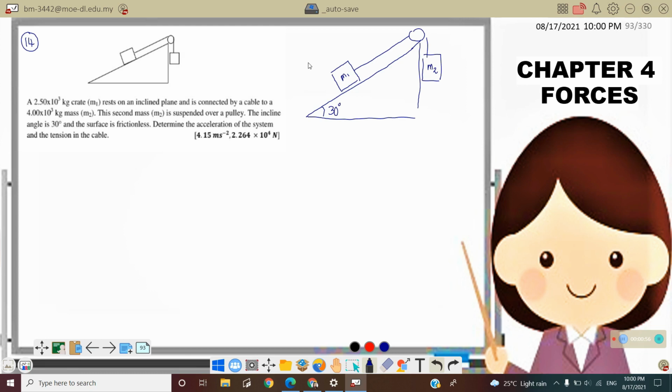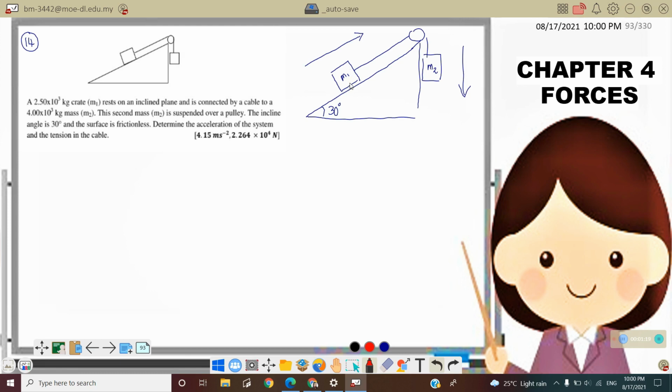Okay, so meaning that M1 will move upward and M2 will move downward, because M2 is 4,000 kg. So now we need to resolve it into X and also Y components, after we draw the free body diagram. So the first step is we need to draw the free body diagram.